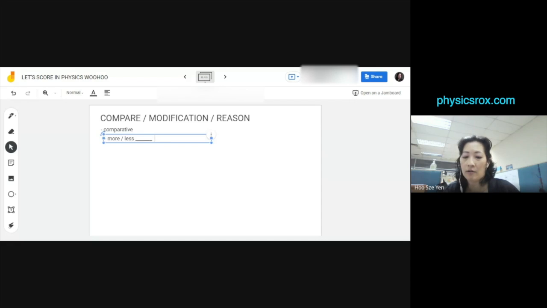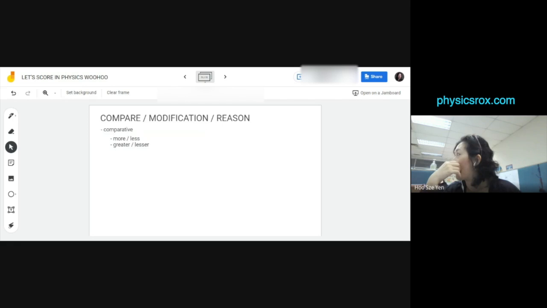Okay, or something like greater or lesser. I think no need this one, you'll get it. More or less, greater or lesser, like that. So for example, greater mass, greater height. How's the term? Greater smoothness.